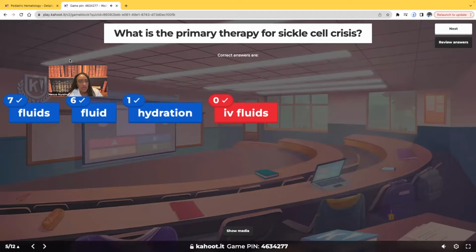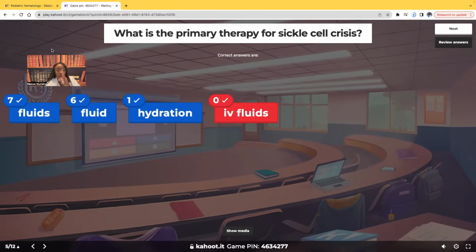And I want to talk to you guys about it because you guys have to understand this. If your patient's in sickle cell crisis and you have to choose one thing to do for your patient, just one, it's going to be fluids. It's not going to be oxygen. It's not going to be pain management. Although pain management is important, guess what? Once you give them fluids, that's going to help with the pain. So you're going to be helping with the pain by giving them the fluids.